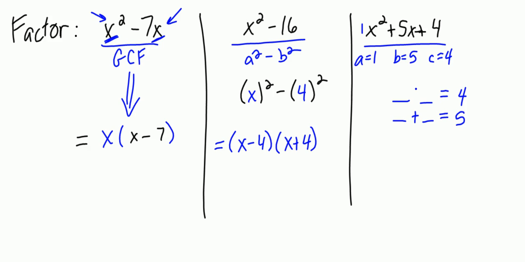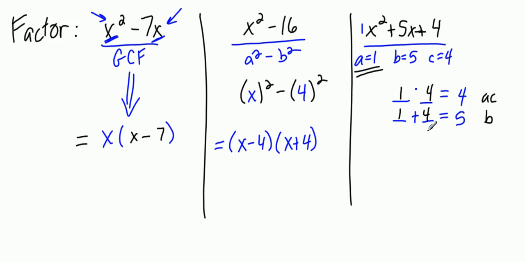Now, the AC method gets a little bit more complicated. In this case, the A equals 1, which makes life a little bit simpler. We're looking for two numbers that multiply to 4 and add to 5. This is always the A times C, and this is always the B. In this case, the answers are just 1 and 4.